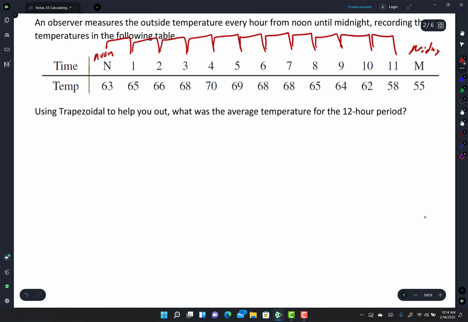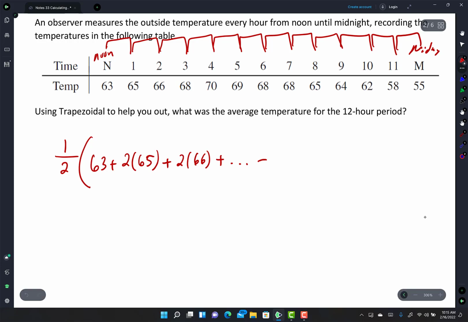You don't have to. You can just find each trapezoid one at a time. Do you guys remember your formula? So I'm going to go 1 over 2, parenthesis. What's the first number I put? 63. What's the second number I put? Perfect. You guys remember 2 times 65 plus 2 times 66 plus ... continuing, plus, and usually want to show the last two. 2 times 58 plus 55.